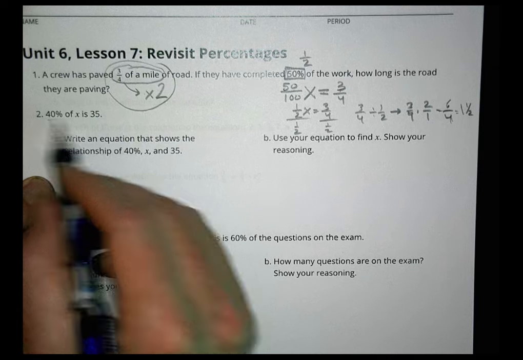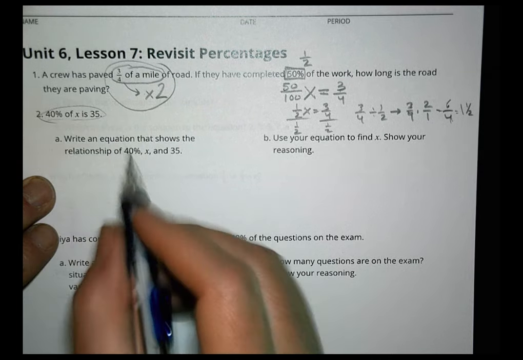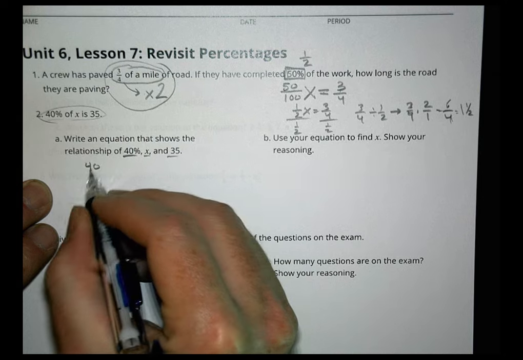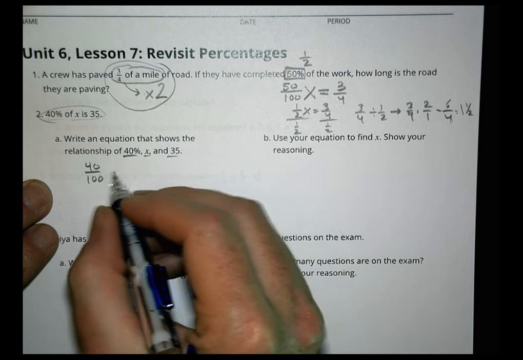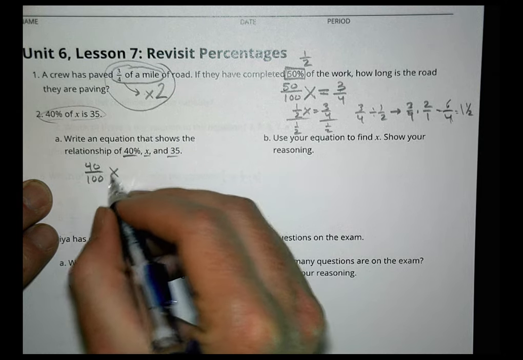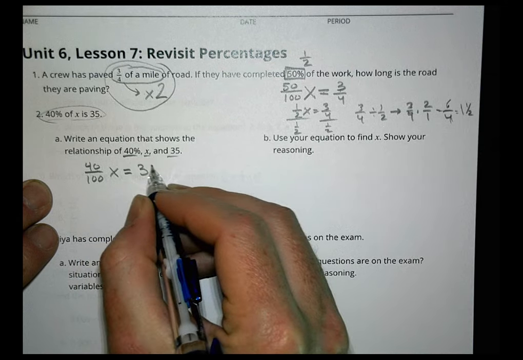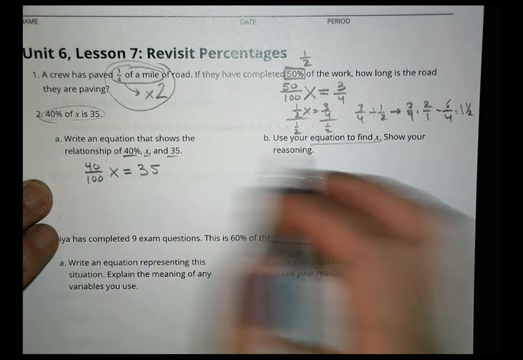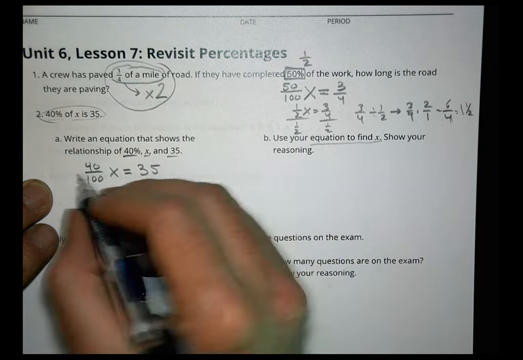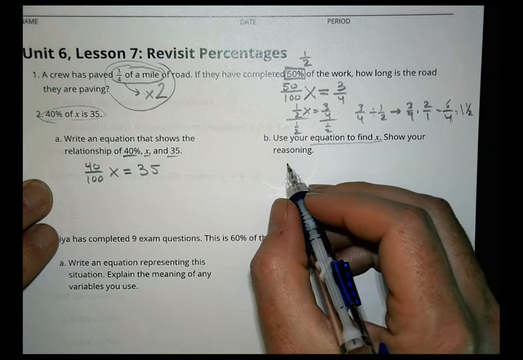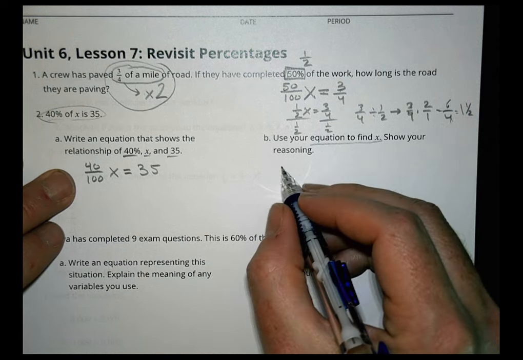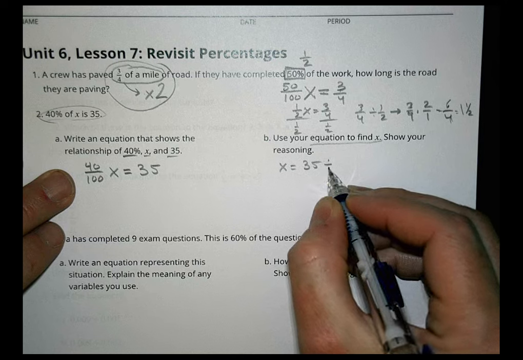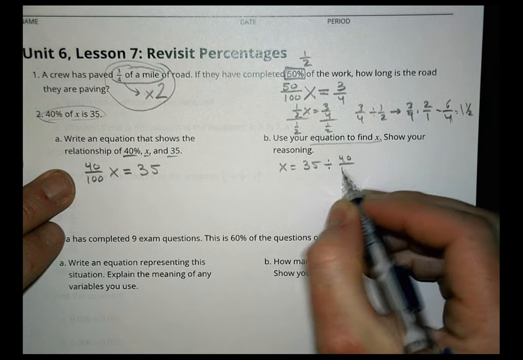Okay, number 2, 40% of x is 35. Write an equation. It shows 40% x and 35. Sure. So 40%, we've been doing 40 out of 100, of x is 35. Now use your equation to find x. Okay, so to do this here, we're going to multiply or divide by the 40 over 100. So we're going to say x is equal to 35 divided by 40 over 100.